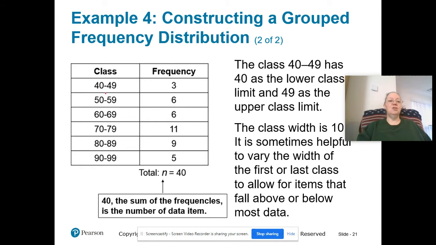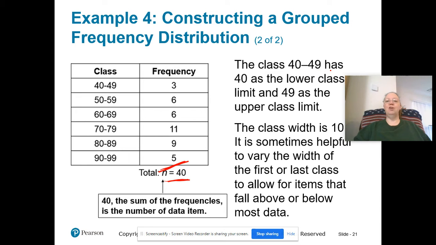Between 40 and 49, we had 3; 50 to 59, we had 6; another 6; 11; 9; and 5. When we have a frequency distribution table, you do have to check that when we add these up, it equals the 40 that we originally had. So just double check yourself, make sure when we add these up that we didn't miss any of our numbers.